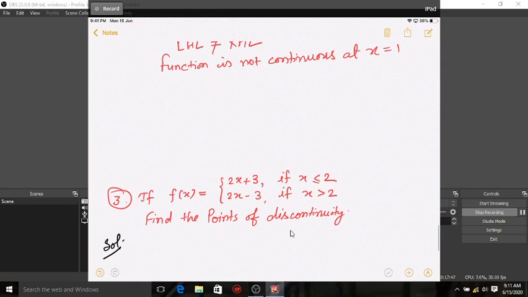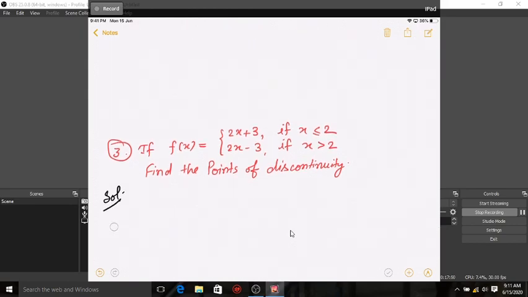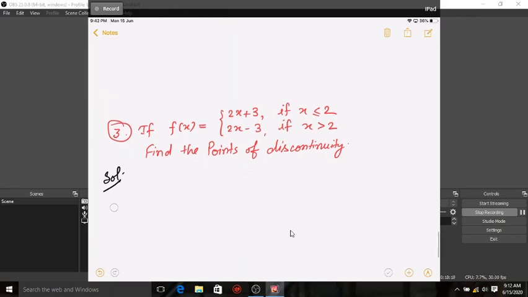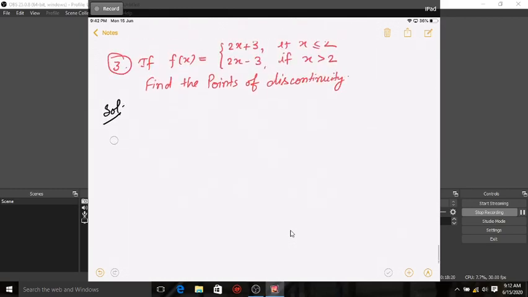Now there is another problem. The function is f(x) equal to 2x plus 3 when x is less than or equal to 2, and we have to use the expression 2x minus 3, means the value of the function is 2x minus 3 if x is greater than 2. So find the points of discontinuity. So this question is for you. Practice this question. If any problem, then you may ask.